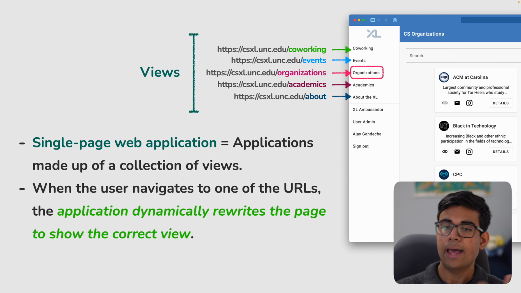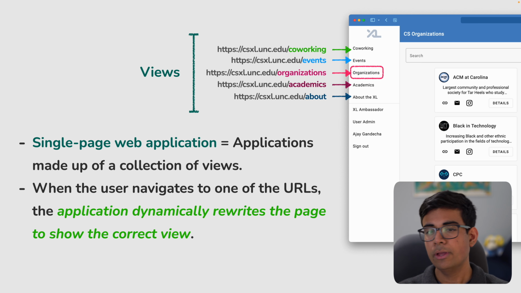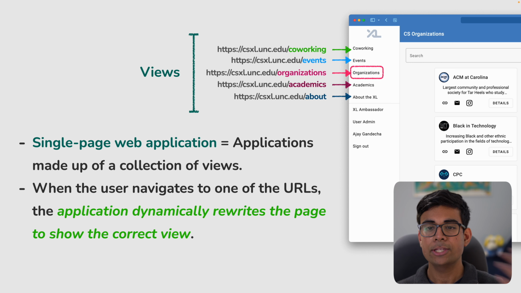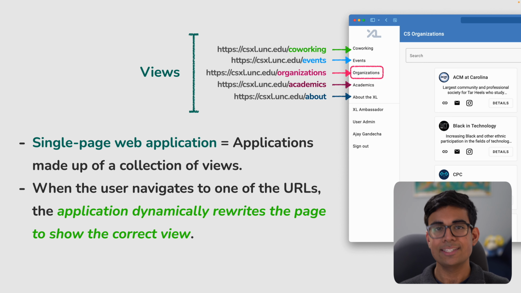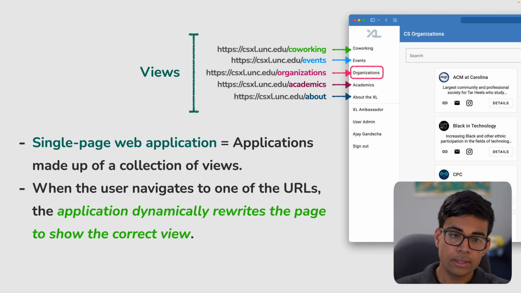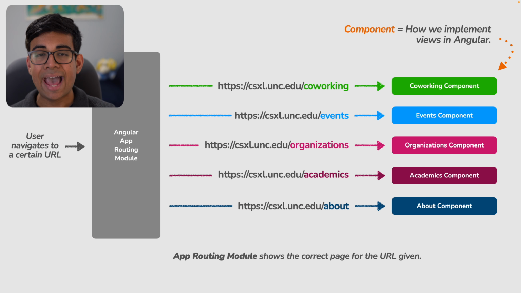So for example, I'm here currently on my organizations view, but if I press on the events button on my tab, it's essentially going to rewrite my page, and my page is going to change so that we show the events view. Angular allows us to create this system using something called the app routing module. Right? And this is essentially how our Angular application is set up.